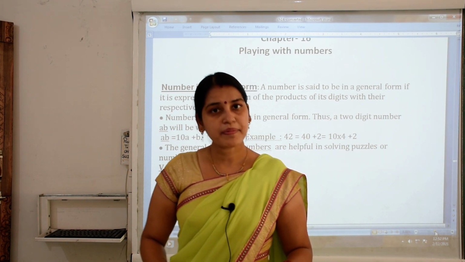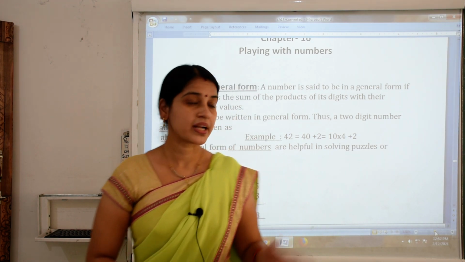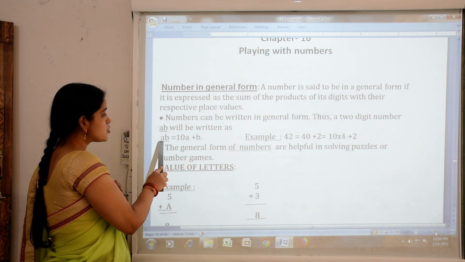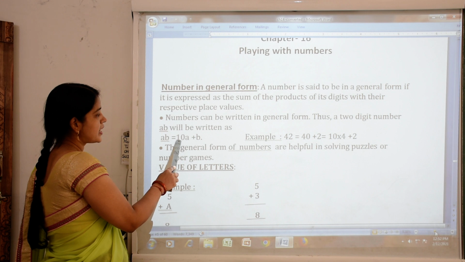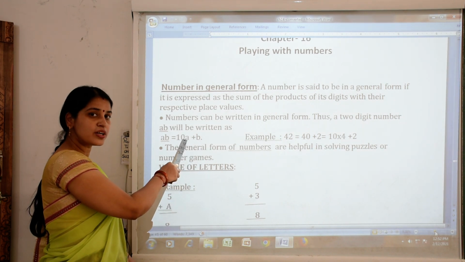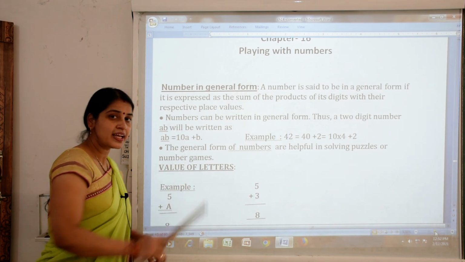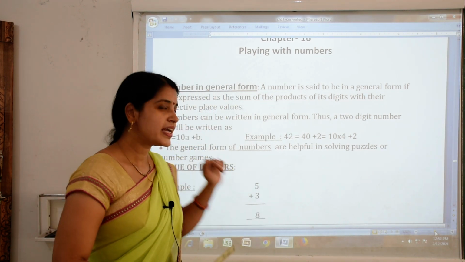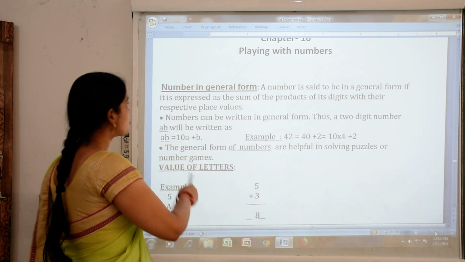So AB equals 10A plus B. This is the general form for any 2-digit number. It can be applicable for any 2-digit number. For example, 23, that means 2, 3. So here 10 multiplied by 2 plus 3. 10 2s are 20, and 20 plus 3 we get 23. In this way we get the numbers.